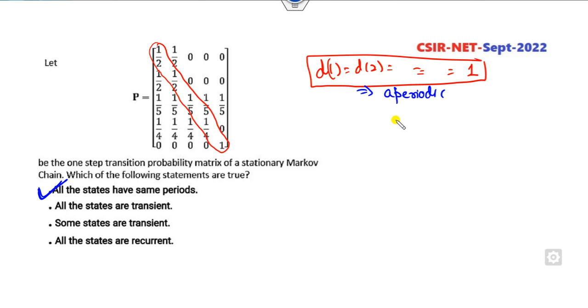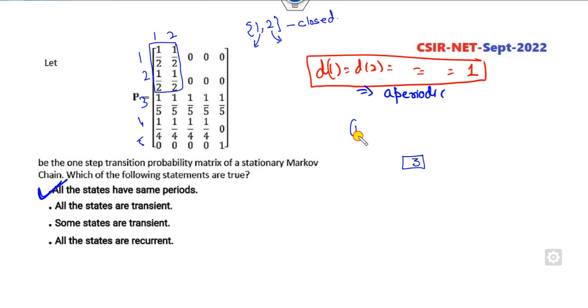Now how can you check whether it is recurrent or transient? Clearly, if you look at this picture, the row sum is 1. So if I call the states 1, 2, 3, 4, 5, then 1 and 2 are in the same class. If you prove that 2 is transient, then 1 is also transient. So look at that. How can you see? I can draw the diagram. 3 I can place in between 1, 2, 4, 5.